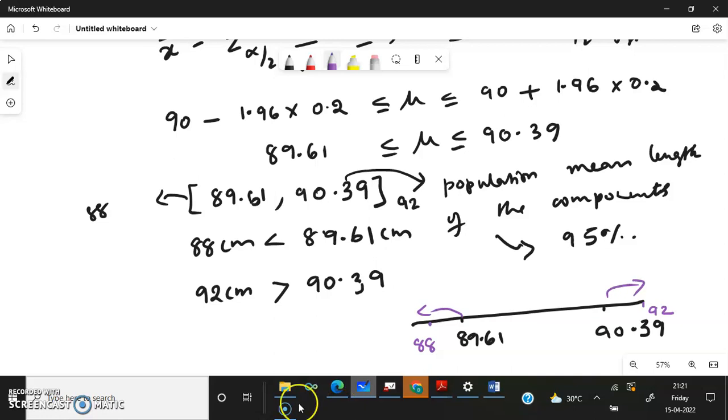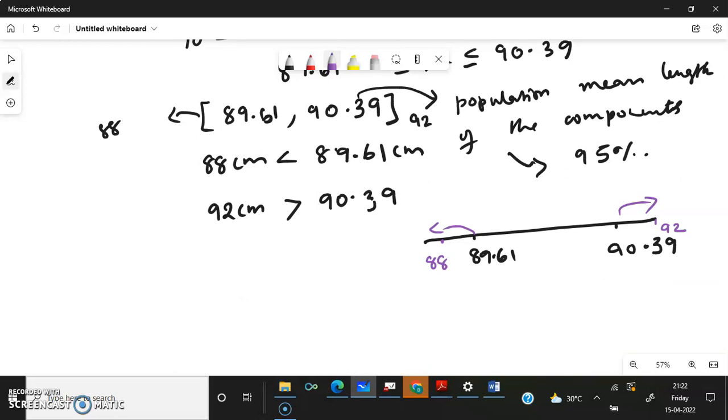Does the 95% confidence interval for the true mean length of all components ensure acceptance by the consumer? The customer will reject the part if it is either lesser than 88 or more than 92, right? So our final answer is yes. This implies that the probability that the true value of the population mean length of the components will fall in this interval. Hence, we conclude that the 95% confidence interval ensures acceptance of the component.